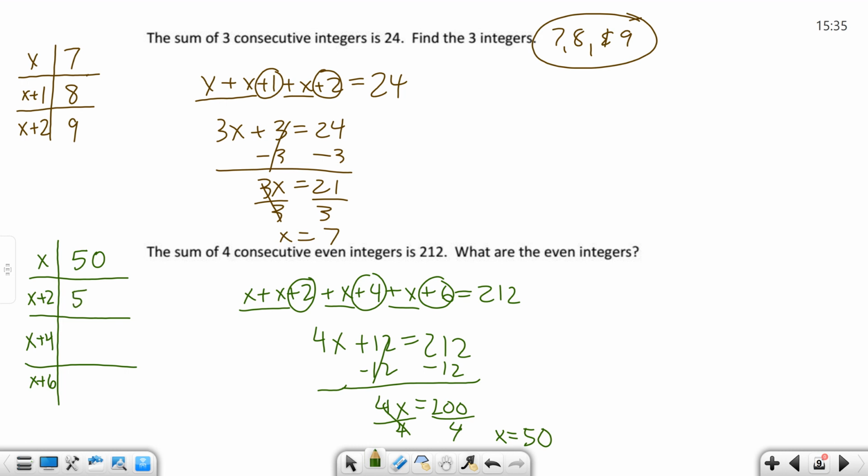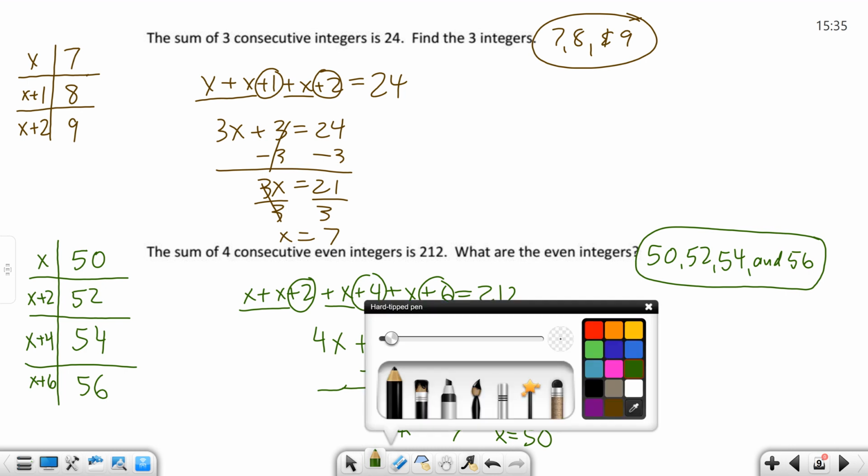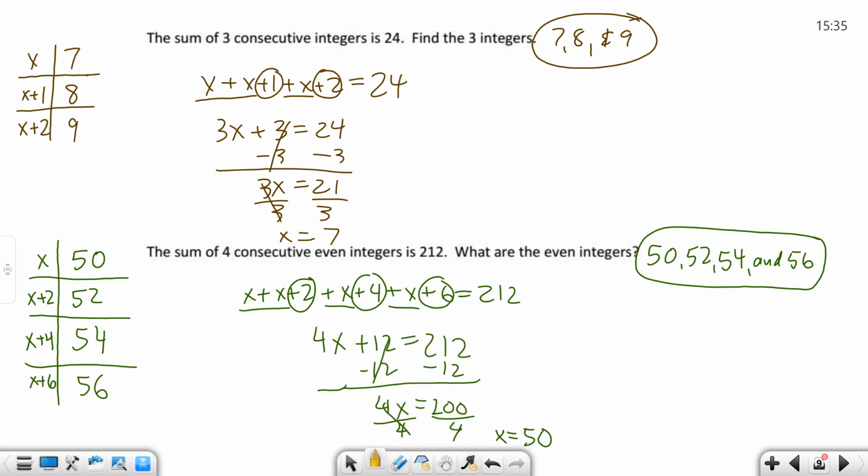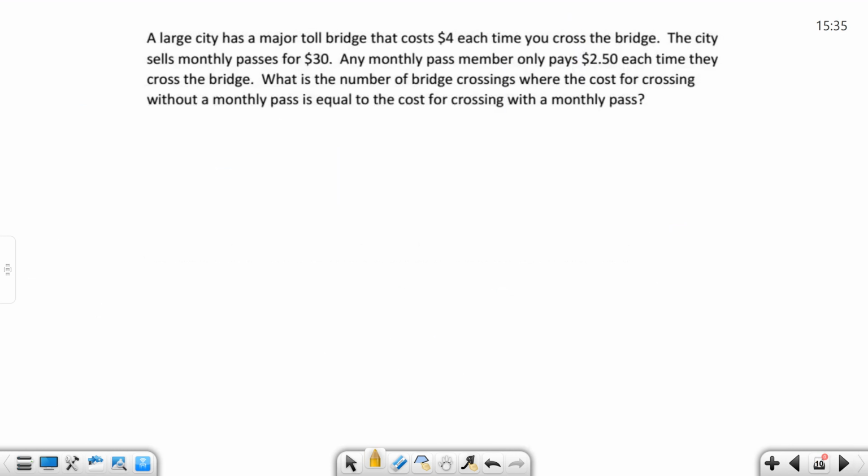So then 50, and then the next one is 52, and then what? 54, and then 56. So that's 4 consecutive even integers. What if you add them up? 50 and 50 is 100. The other two 50s is 200, and then 2 plus 4 is 6, plus 6 more is 12. Guess what? That works out. So what are my 4 even integers that are consecutive here? 50, 52, 54, and 56. So those are my 4 consecutive even integers that sum to 212.